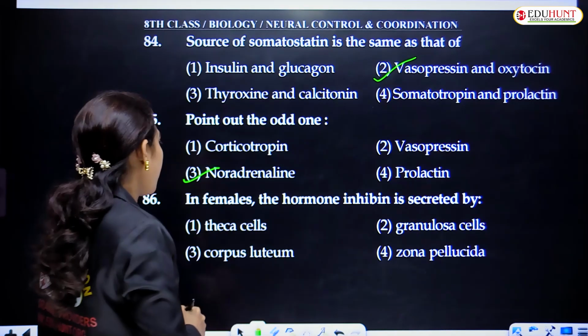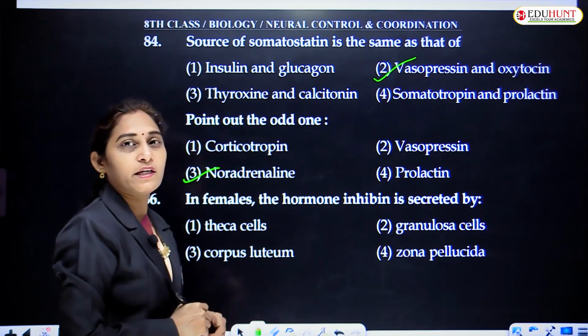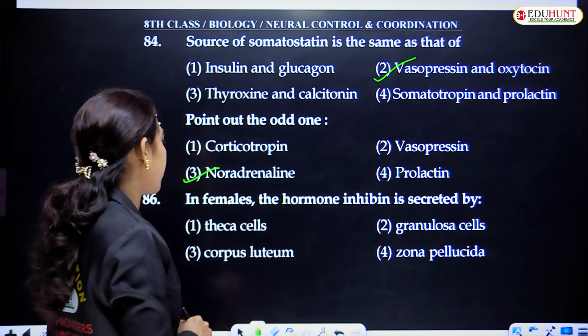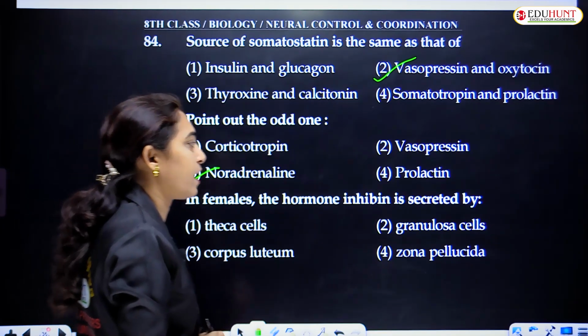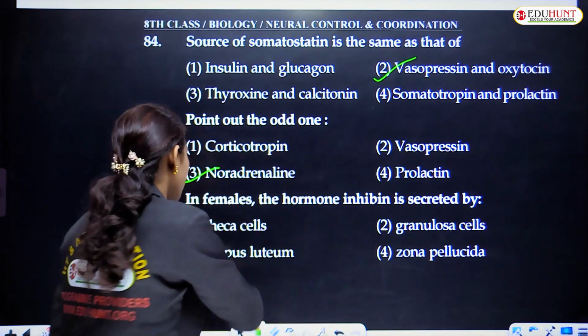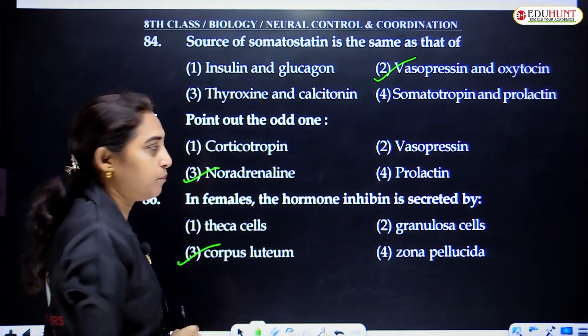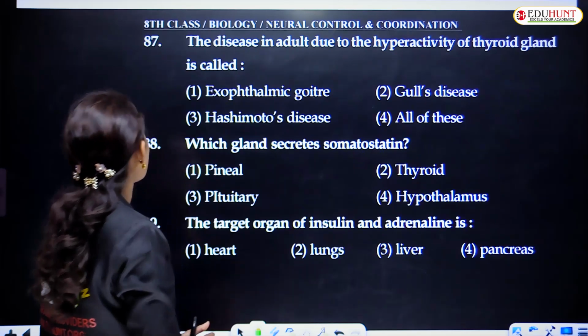adrenal medulla. In females, the hormone inhibin is secreted by theca cells, corpus luteum, granulosa cells, zona pellucida. The corpus luteum secretes the inhibin hormone.